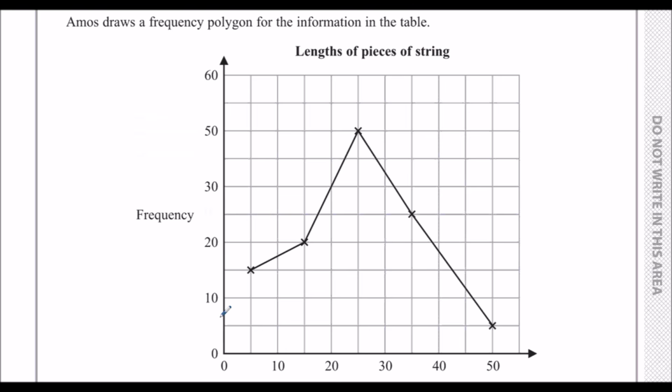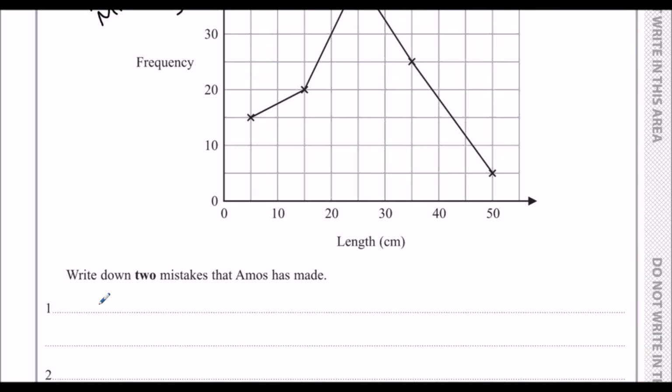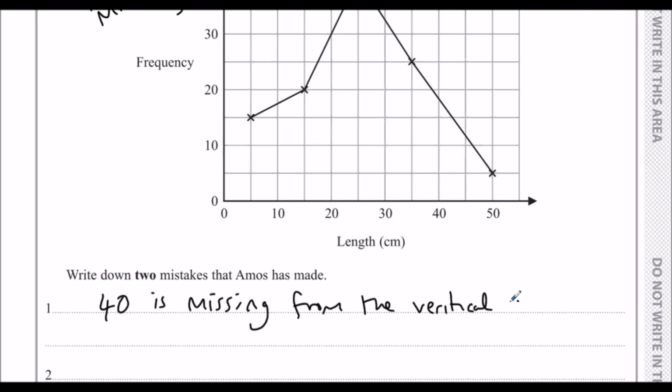So let's look at Amos's frequency polygon and see what mistakes he's made. So always check the scales. So check they're going up in the same amount every time. And you can see on this vertical scale, there's 40 missing. So 40 is missing. It's jumped straight from 30 to 50. So that's our first mistake. 40 is missing from the vertical scale.